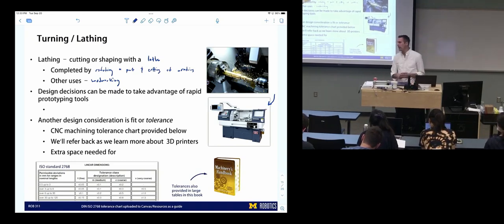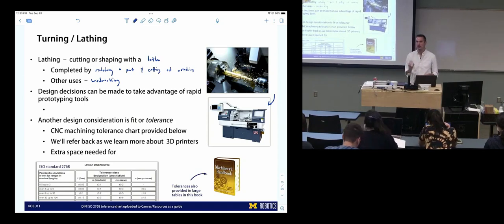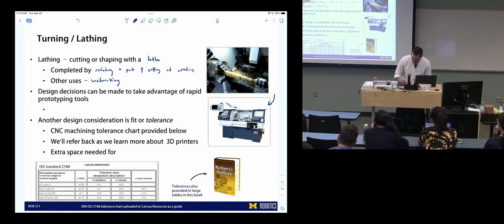So a lathe is just spinning this. It also can be controlled manually or via CNC, computer numerically controlled. So whether you actually move it, or it does it by itself, it's spinning a part and cutting at a radius. So once you begin thinking about the challenges of traditional manufacturing, you can start to think of ways that you can design to take advantage of what rapid prototyping enables, and we're going to do that in this class. So design decisions can be made to take advantage of rapid prototyping tools.